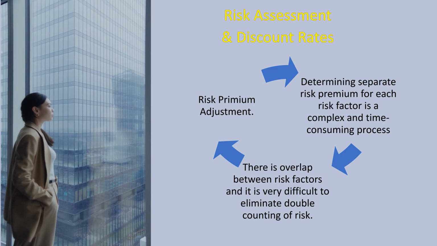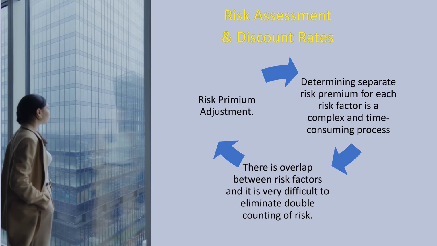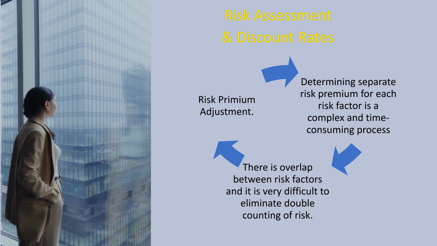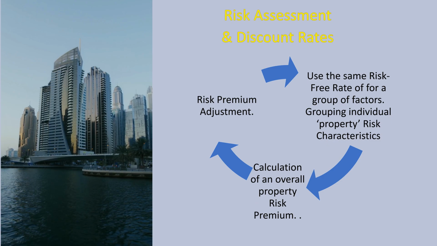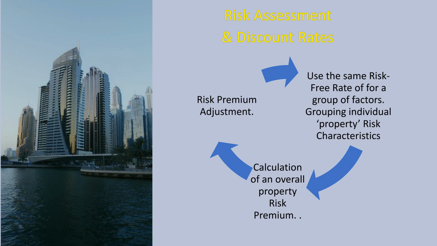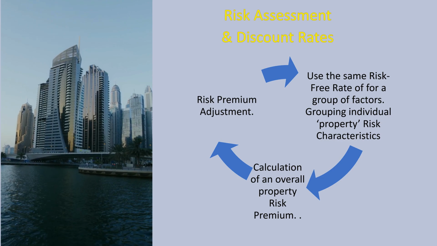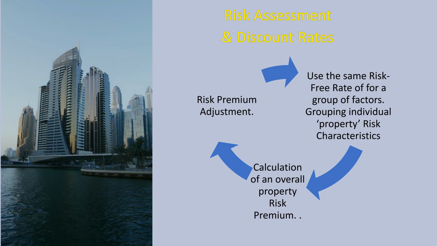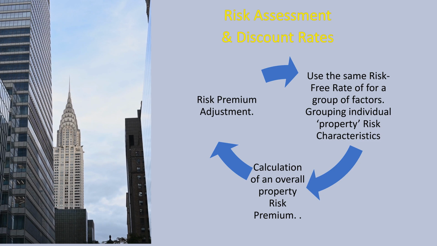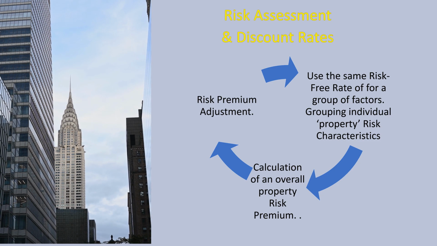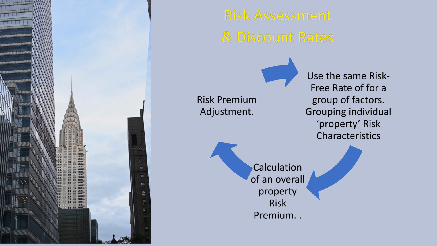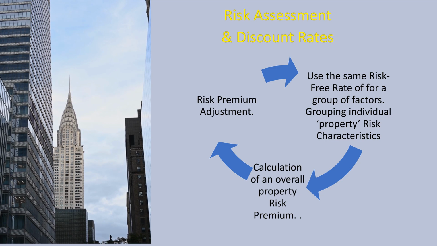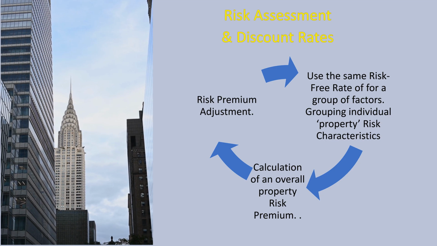There is a degree of overlap between risk factors. Even in such a risk-explicit approach, it is very difficult to eliminate double counting of risk in some form. One approach to offset these problems is to use the same risk-free rate for a group of factors. This approach differentiates between the different risk profiles of subsectors of investment property classes, for example, high street shops, secondary industrials and more, by adjusting up or down the market risk premium to reflect the risks associated specifically with the subsector of property being analyzed. This makes possible the calculation of an overall property risk premium.